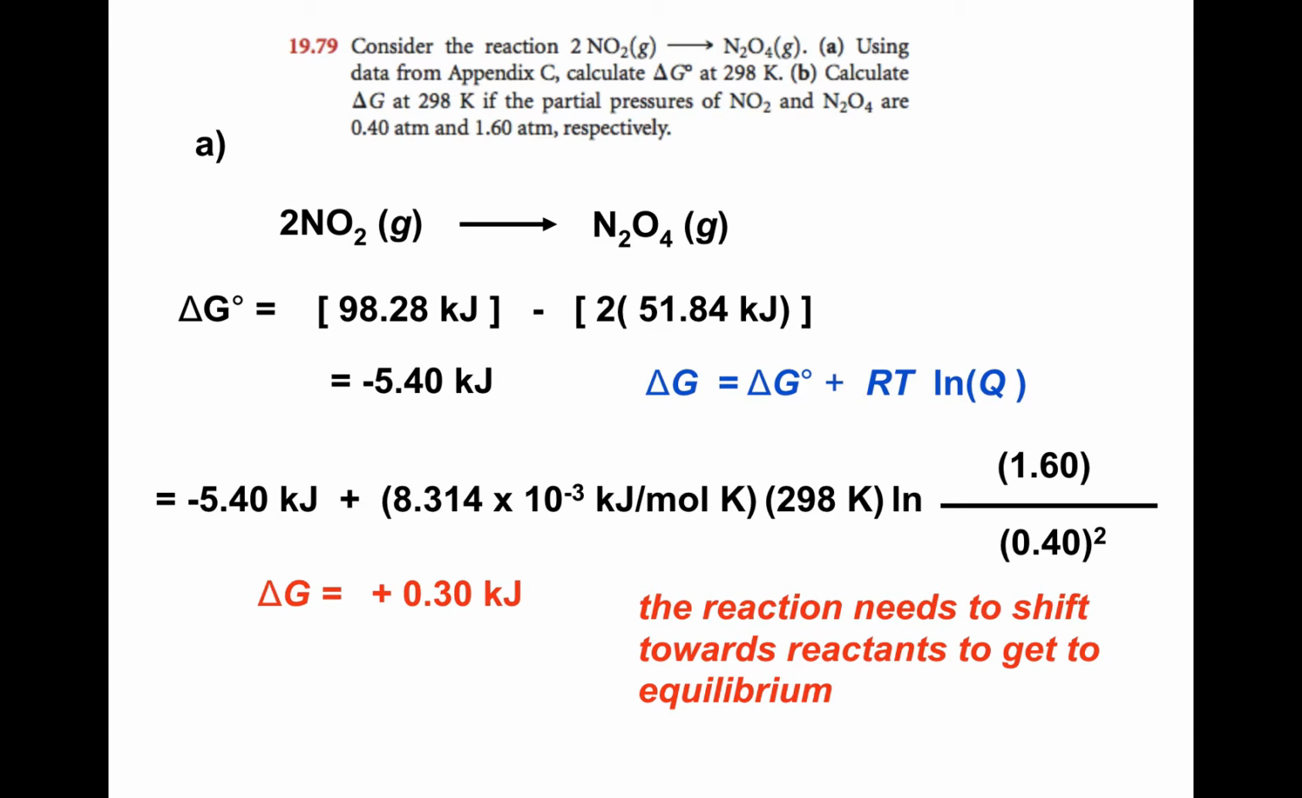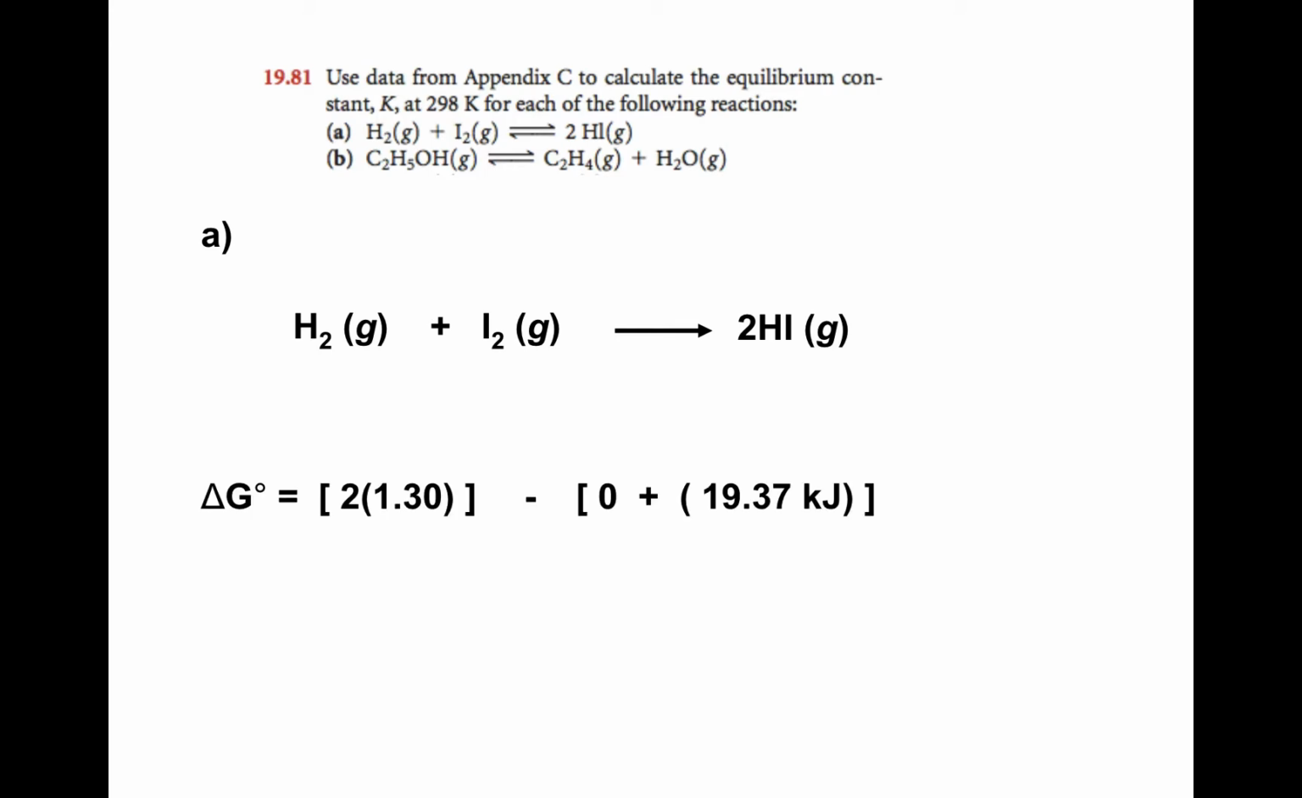Predict the position of equilibrium. Use the data from Appendix C to calculate the equilibrium constant K at 298 Kelvin for each of the following reactions. A, hydrogen reacting with iodine to form hydrogen iodide. Okay, so we look at Appendix C, we look up the delta G of formation of the products, we sum up the delta G of formation of the reactants, and we subtract to get delta G at standard conditions. And we set that equal to the equilibrium constant expression, all right?